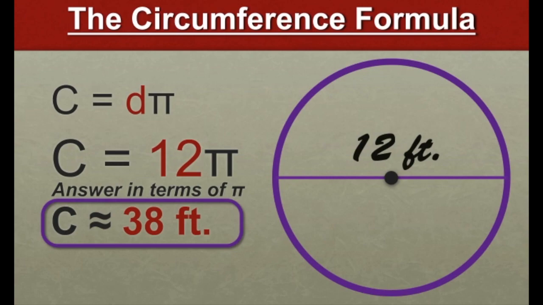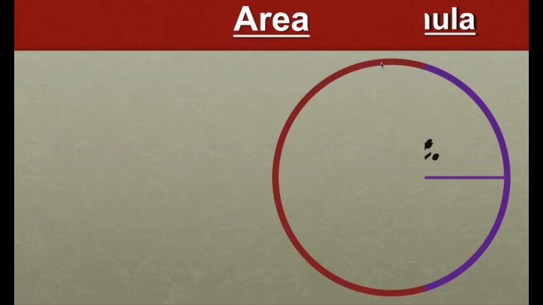Now, if a circumference is 38 feet, always think about the meaning of words and what they refer to back in the problem. If we start here and go around the entire outside of the circle, we would travel approximately 38 feet. Okay, so that was circumference we were talking about. Circumference talks about the outside, or how long the outside of a circle is. Basically the perimeter of a circle.